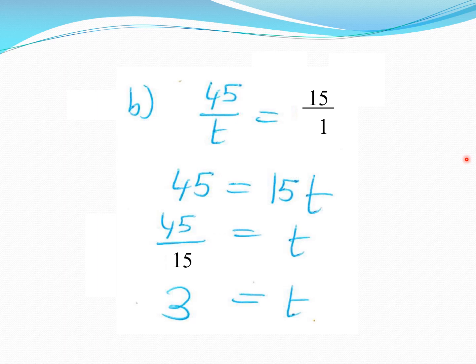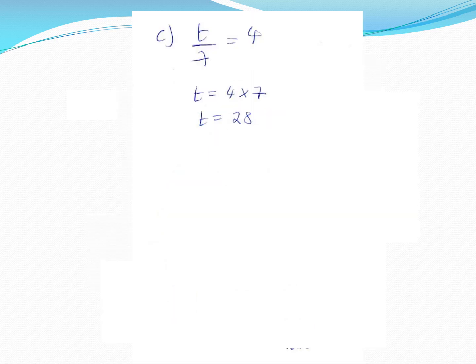Alternatively, using the cross multiply, 45 over t equals 15 over 1, cross multiplying again, and the same technique follows through. t equals 3. Part C, t over 7 equals 4. Again, cross multiply: t times 1 equals 4 over 1 times 7, so t is equal to 4 times 7. t equals 28.